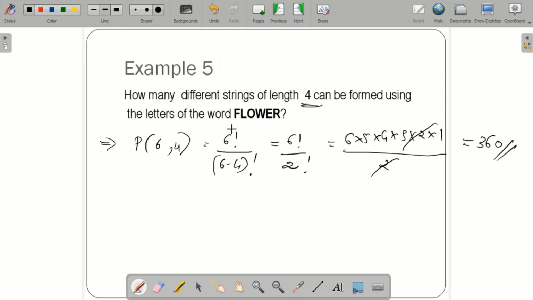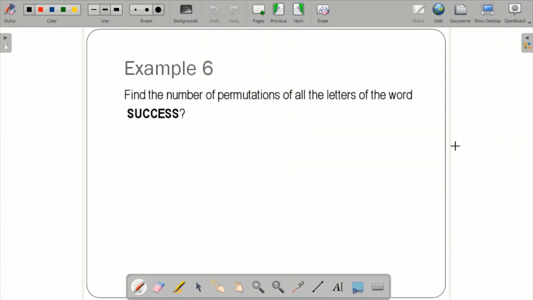How many different strings of length 4 can be formed using the letters of the word flower? Since all the letters here are distinct, the required number of strings is the same as the number of permutations of these 6 letters chosen 4 at a time. So this is the answer. You can just write that the different strings of length 4 that can be formed using the letters of the word flower is P(6,4), that is equal to 6 factorial by (6 minus 4) whole factorial. This is the answer. So this is regarding example 5.